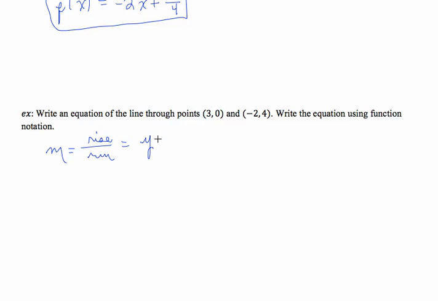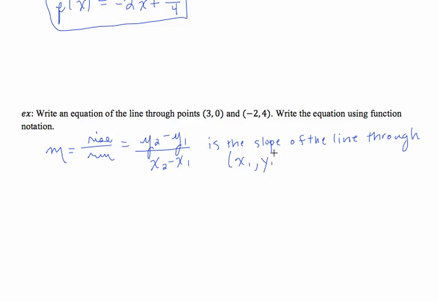You use this: y2 minus y1 over x2 minus x1. That is the slope of the line that goes through the points (x1, y1) and (x2, y2). So if those are 2 general points, this will tell you the slope of the line through those 2 points. In other words, it's the change in the y values divided by the change in the x values. So if you're given 2 points, you can use this to find the slope.